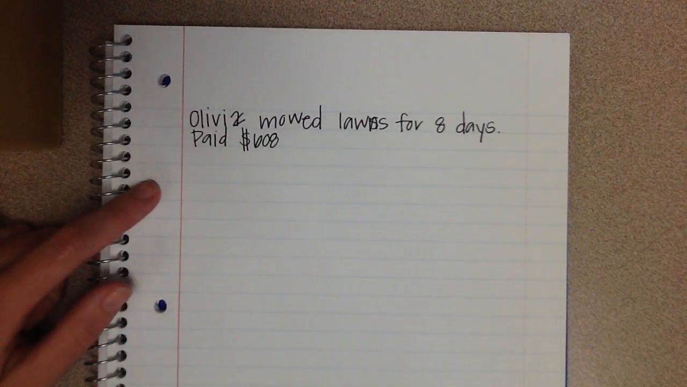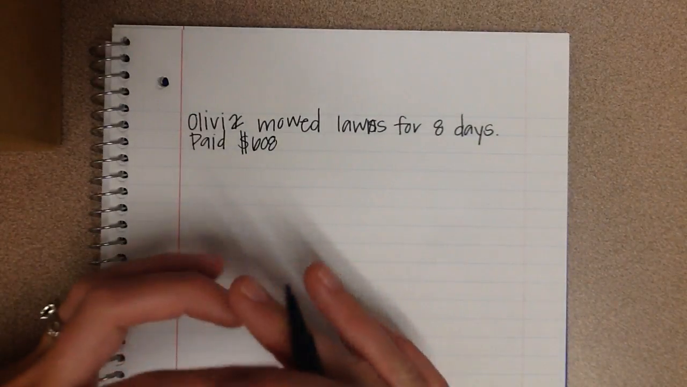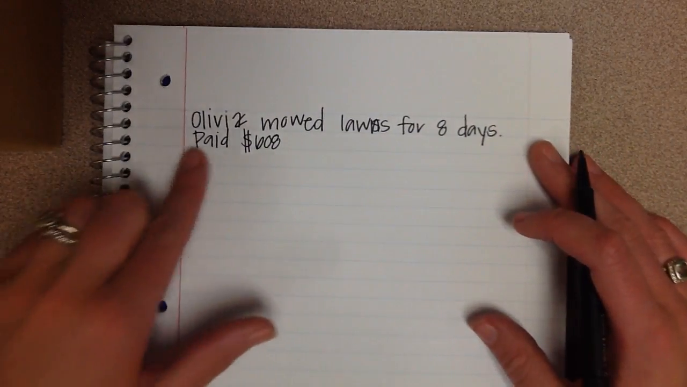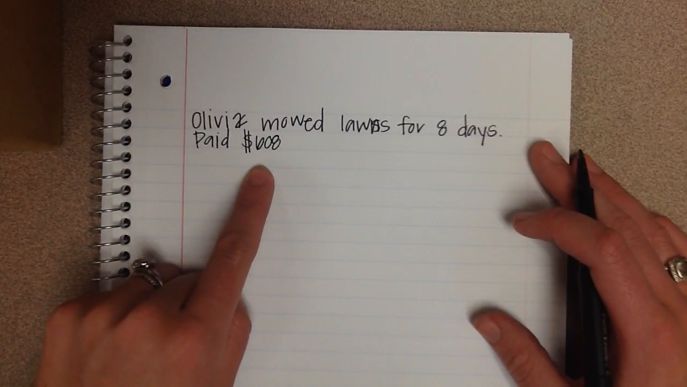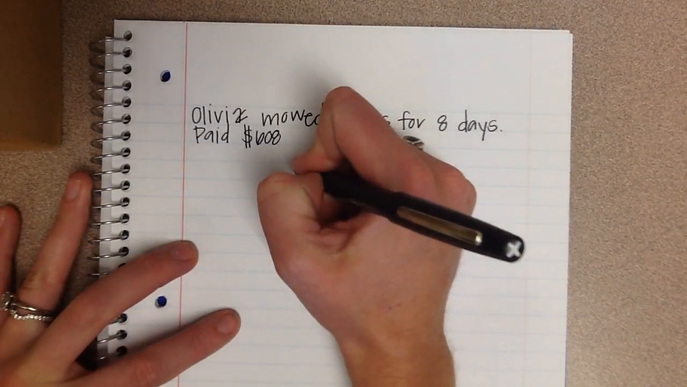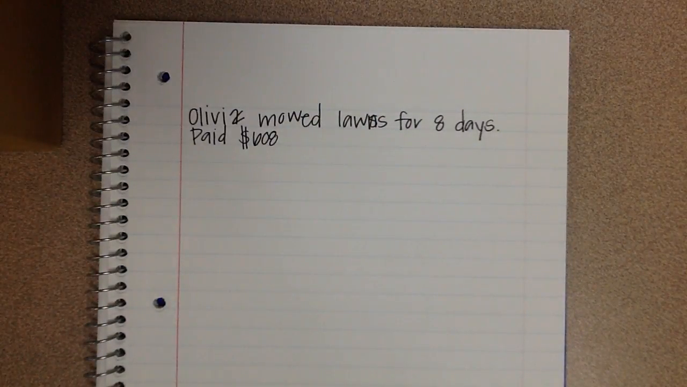Okay, how much was she paid for 1 day? So we want to know how over the span of 8 days she mowed lawns, and she was paid a total of $680. How much did she get for 1 day? So my equation is going to look like, well, I don't want to show you what my equation is going to look like. I want you to figure it out, and then I want you to check your answer using a different method. Okay? Thanks so much.